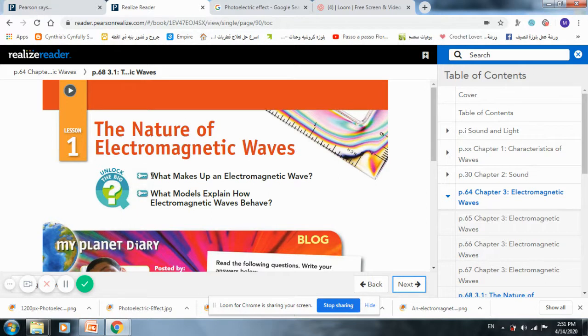What goals do we have in this lesson? First one is, what makes up an electromagnetic wave? This is the first goal. Yani you have to know what makes up an electromagnetic wave. طيب, the second one is, what models explain how electromagnetic waves behave? Models. We have two models here. You have to know each one of them. Okay? You have to understand each one of them, and you have to know an example for each one of them. These are the goals of our lesson.